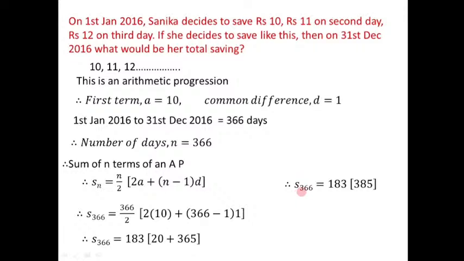So S366, that is equal to 183 into 385, that is 70,455. Therefore Sanika's total savings in that year will be rupees 70,455. Here to find this we have used the formula for finding the sum of n terms of an AP, that is Sn.